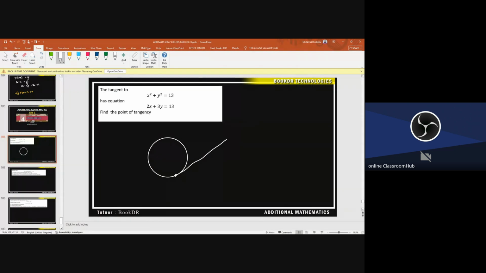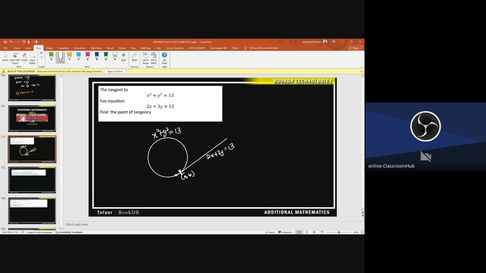So this is our circle, and we have a tangent drawn to the circle, and the tangent touches the circle at this point. The equation of the tangent is 2x plus 3y is equal to 13. And the equation of the circle is x squared plus y squared is equal to 13. What I want to determine is the coordinate of the point of contact.